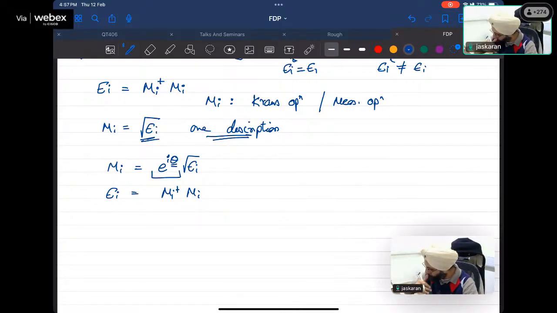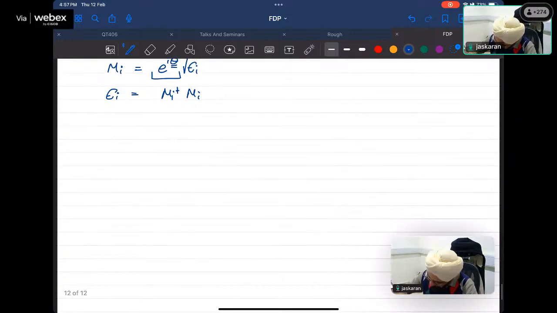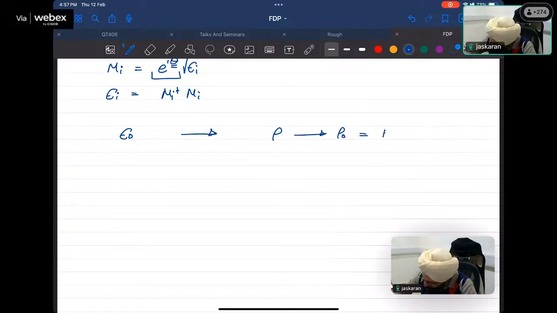Once we have found these measurement operators, then we need to say if outcome E0 clicks, and the input state was rho, then the input state is transformed to a final state, let's say rho naught, which is equal to M0 dagger rho M0 divided by the proper normalization.